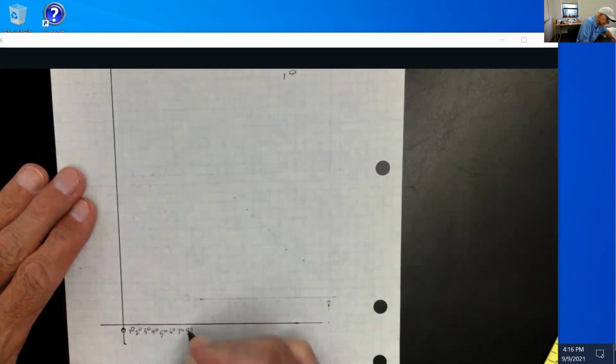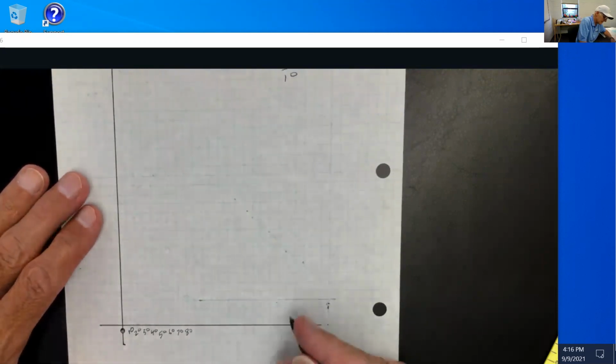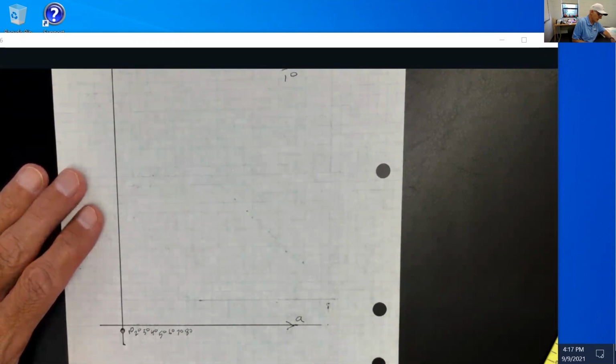So here's 0, that's the baby. They're not even 1 year old. Each square is 10. So we have 10, 20, 30, 40, 50, 60, 70. That's on the horizontal axis. This is the A axis for age. It's the input. Input is always on the horizontal axis.